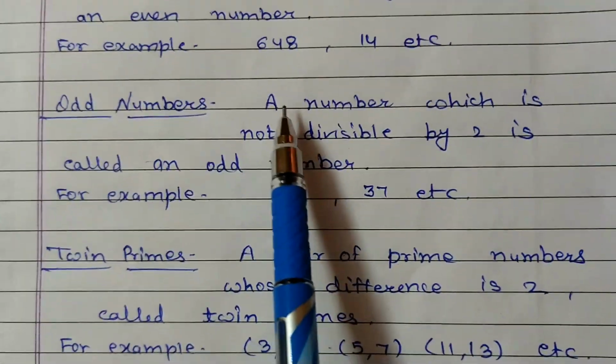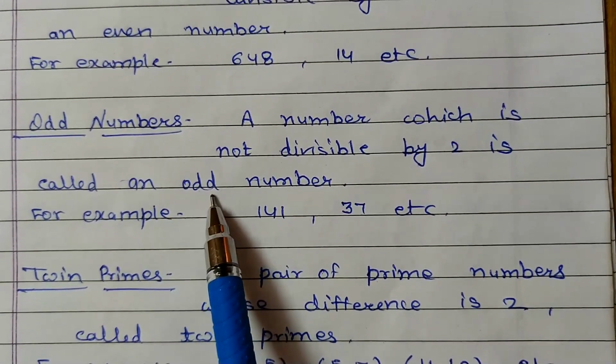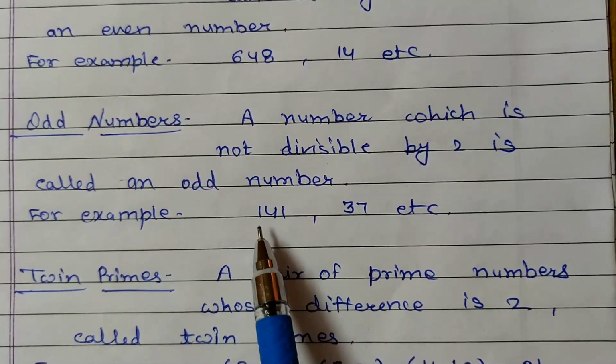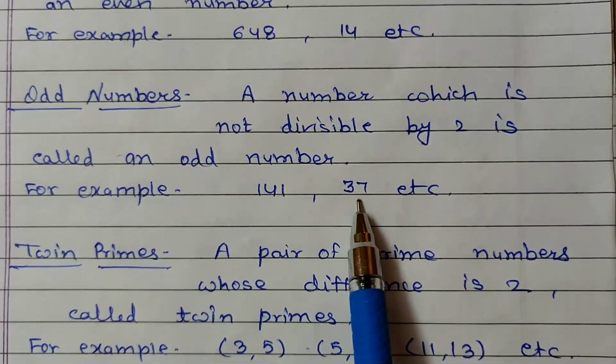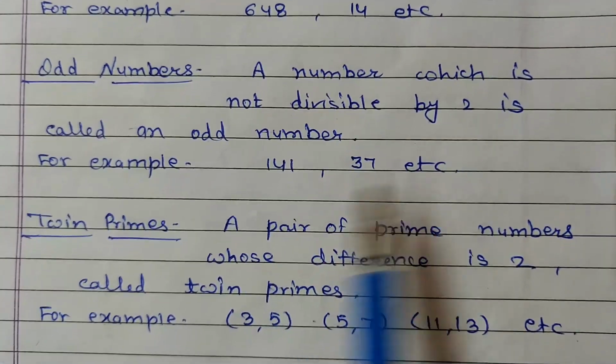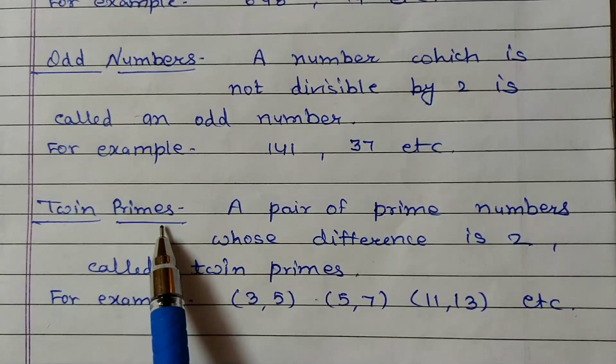Odd numbers. Now the numbers which are not divisible by 2 are called odd numbers. Again, for example, we can take 141, 37, etc. Now here the new one is twin primes.